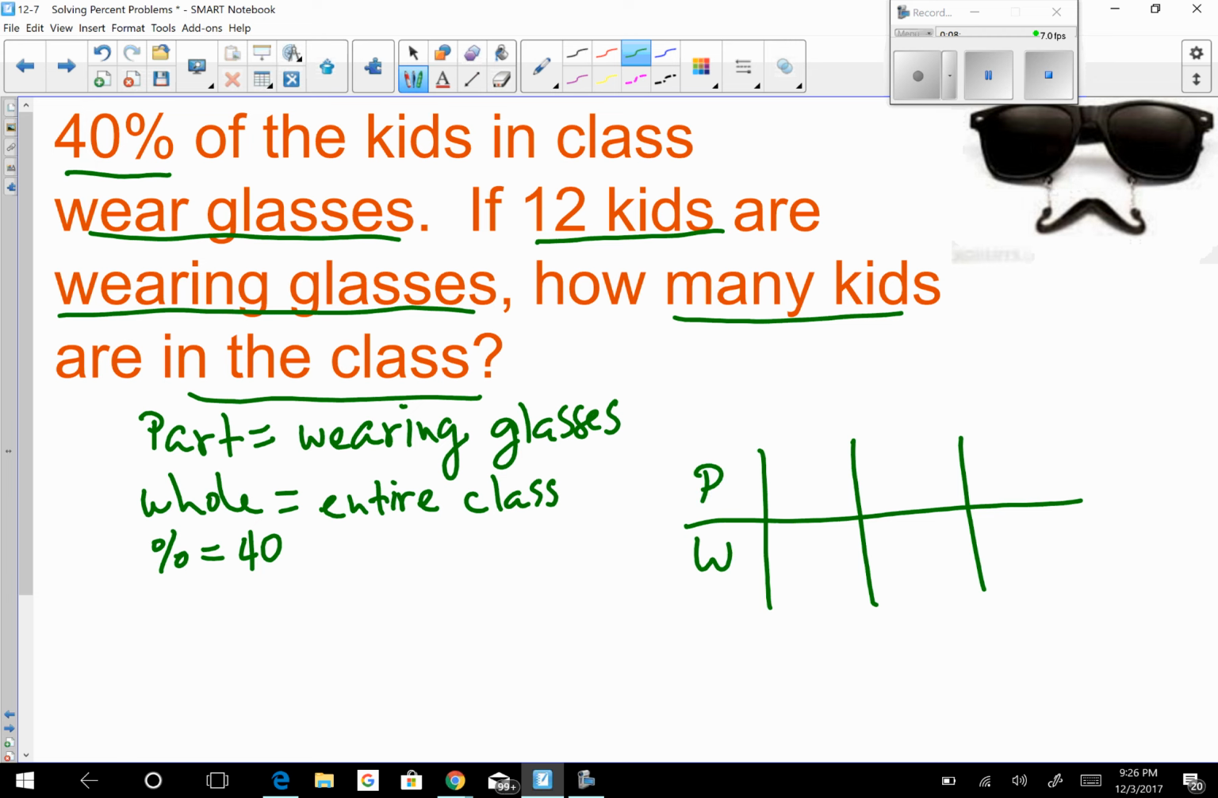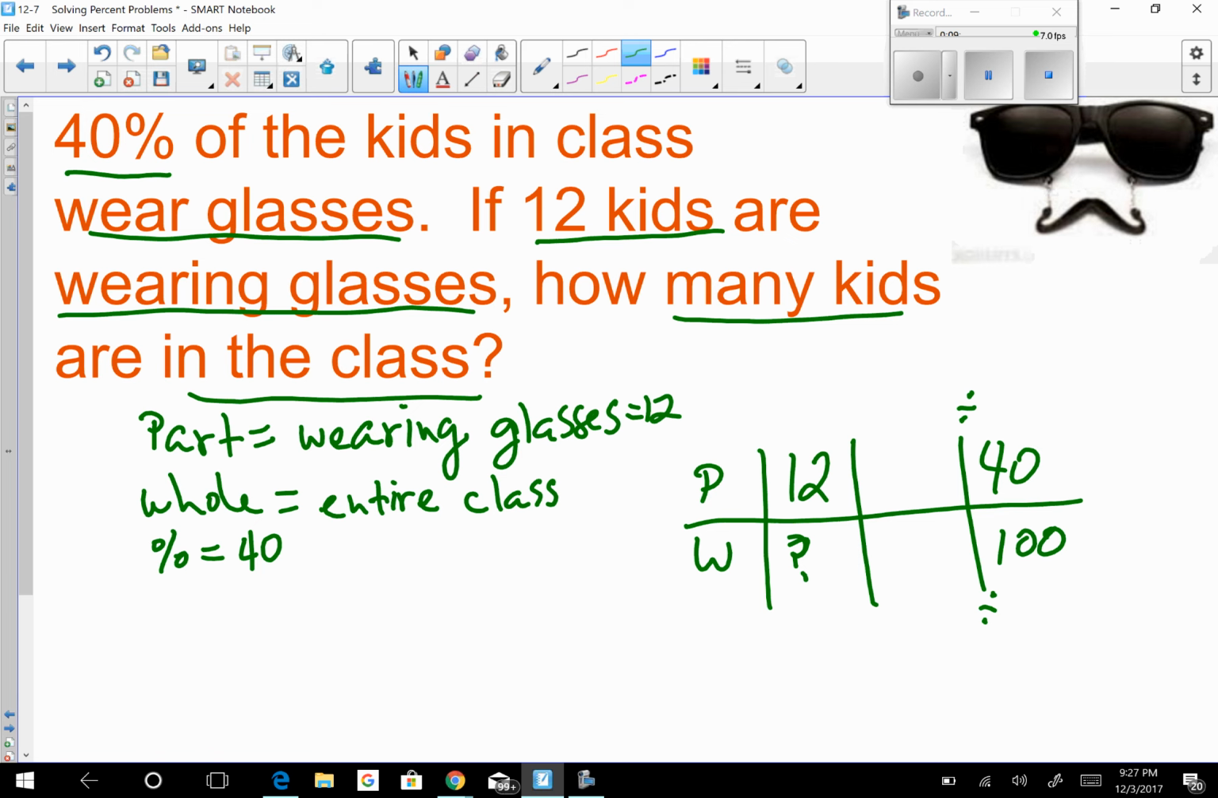So we've got part and whole. Part is wearing glasses. Do we know how many are wearing glasses? Yes, 12. So 12 kids is the part. The whole class. Do we know how many are in the whole class? No, because they're asking how many are in the class. So we don't know the whole group. And then our percent was 40, and your percent always goes over the 100. And so now we look. How do we go from 40 to 12? 40 to 12. Can we go? No. So we've got to divide here. And think smartly about what you're going to divide by.